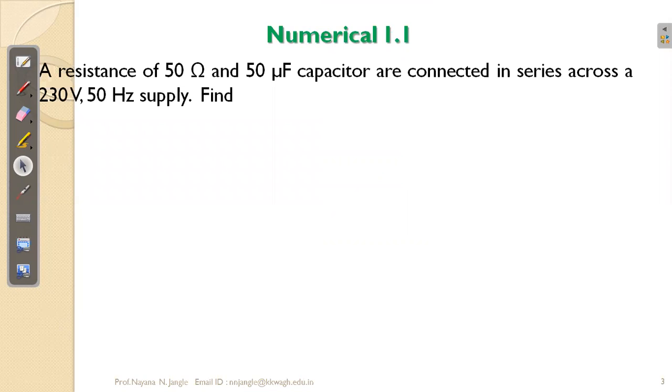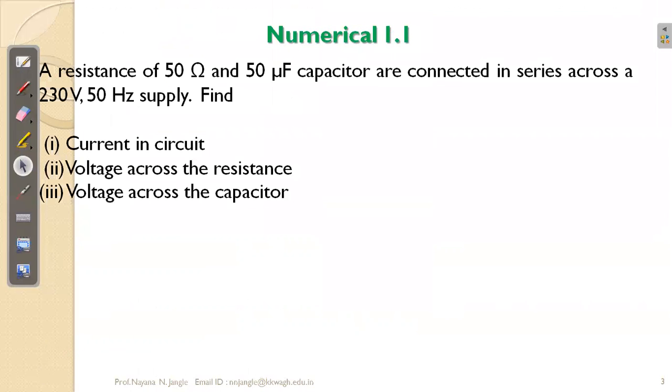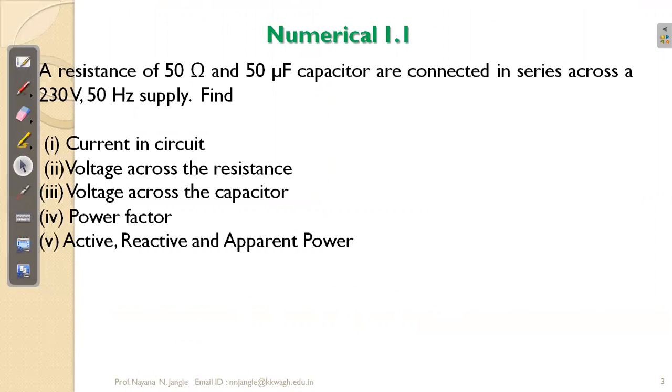A resistance of 50 ohm and a 50 microfarad capacitor are connected in series across a 230 volts 50 hertz AC supply. Find the current in the circuit, voltage across the resistance, voltage across the capacitor, power factor, and active, reactive and apparent power.